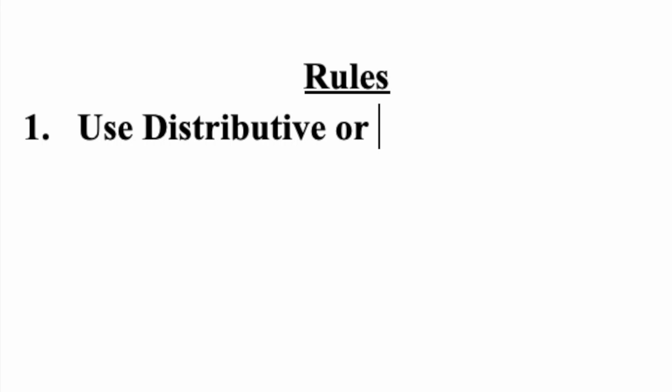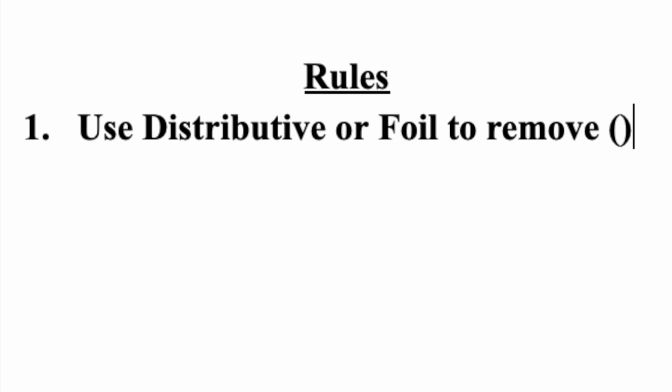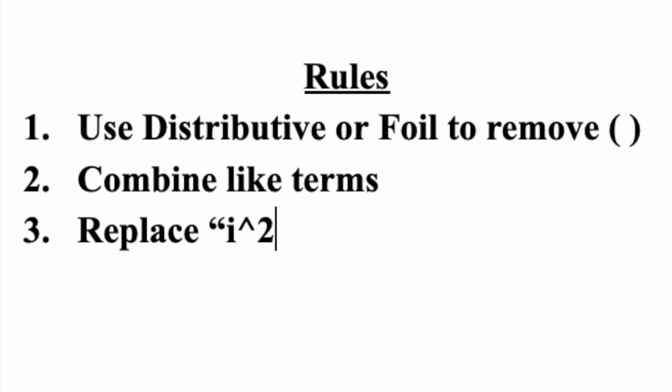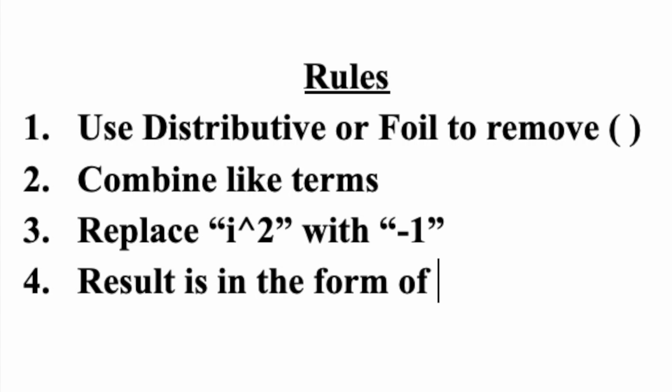Now let's go over the rules of multiplication and division. Our first rule would be to use distributive or FOIL to remove the parentheses. Our second rule would be to combine like terms. Our third rule is to replace the i squared with -1. We've seen it before, but I'll show it again when we do an example. And our last rule, the fourth rule, would be to put the results in a or bi or a plus bi form. So any of these would work. It's the same thing as addition and subtraction, but just 2 more rules. Very simple.